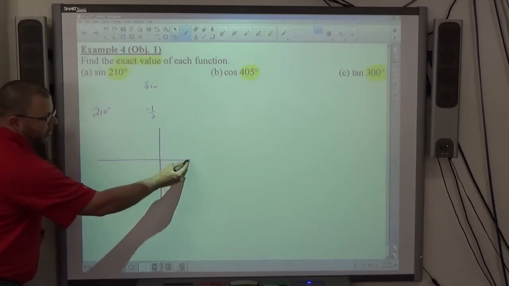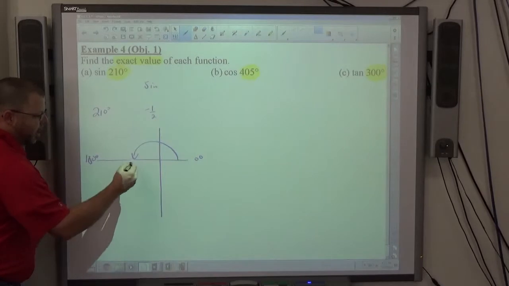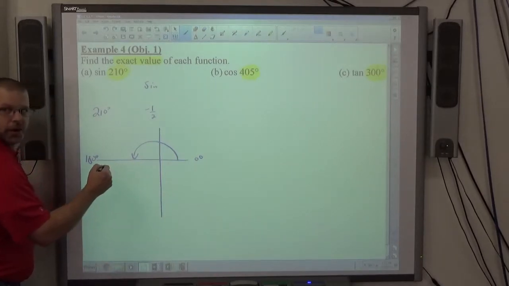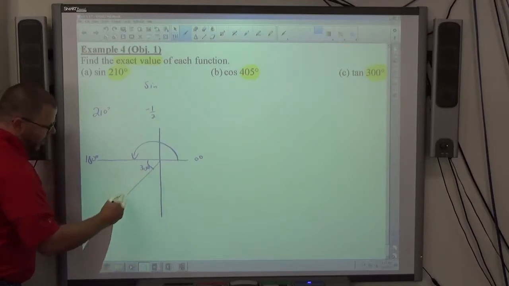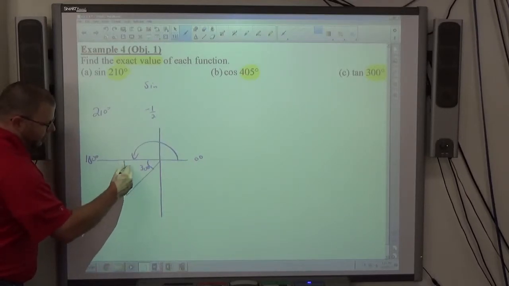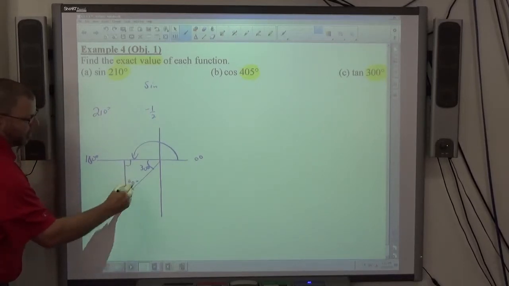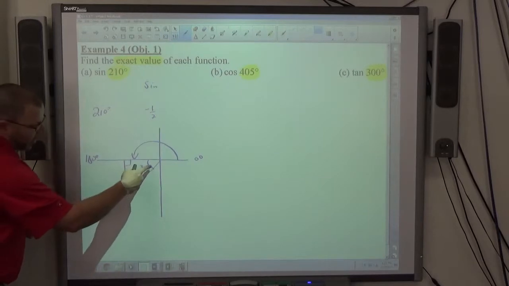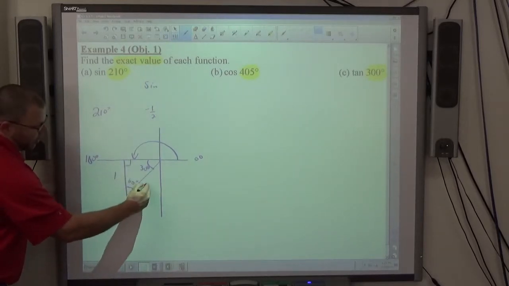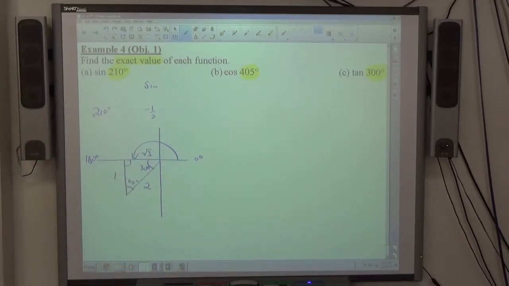So 210 degrees, starting here, this is 0 degrees, right? We go around to 180. We got to go 30 more degrees to get 210, right? So if I draw that 30-degree angle in right there, and I draw a leg going straight up the x-axis, that makes this down here a 60-degree angle, right? That makes a special right triangle we learned about in Algebra 2, the 30, 60, 90 right triangle. And the side measures were opposite the 30, 1, the hypotenuse 2, and the side opposite 60, square root of 3. You might recall those numbers, you might not.